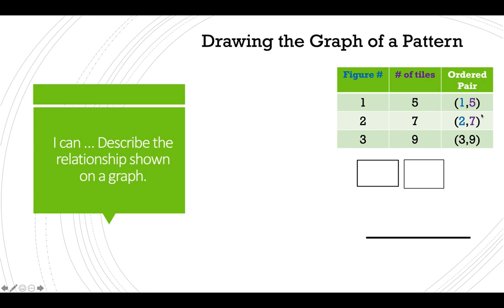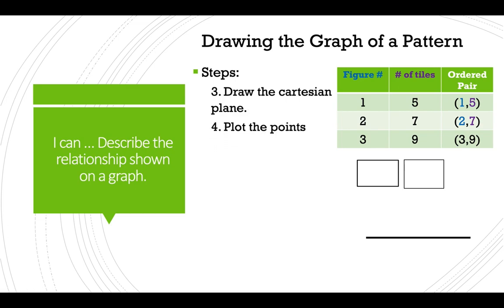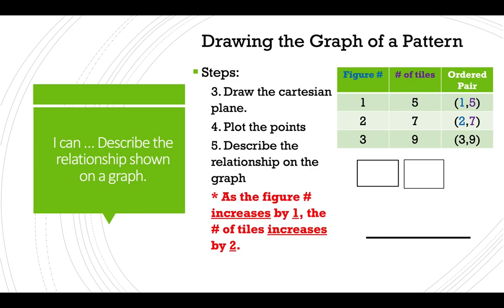Now we're going to draw this graph. So when we have our ordered pairs, then this is what we've been practicing last week. We know how to do this. So steps are, first, draw the Cartesian plane, or I guess we're continuing on, right? So step number 2 was to get the ordered pairs. Step number 3 is to draw the Cartesian plane like we've been practicing. Then plot the points. Then describe the relationship on the graph. Okay. As the figure, okay, so, oh, this is it. Okay. So I guess I've just sort of skipped ahead here. But we could plot this.